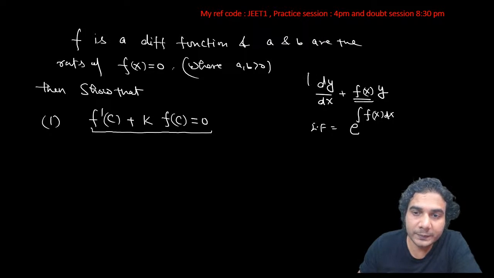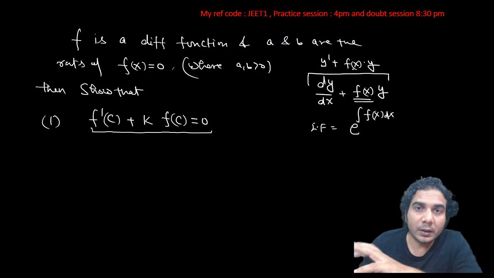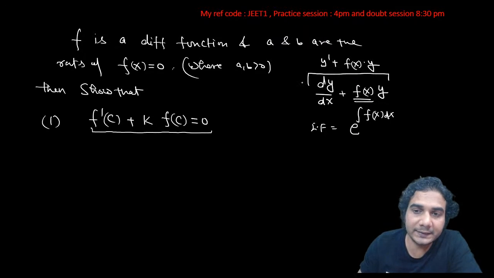First of all, your expression should be of this form: dy by dx, which means y dash, plus f(x) into y. Once you have this kind of expression, then you can write this as an exact derivative of some function. Whose exact derivative is this? For that, you need to multiply this expression by e raised to integral of f(x) dx.